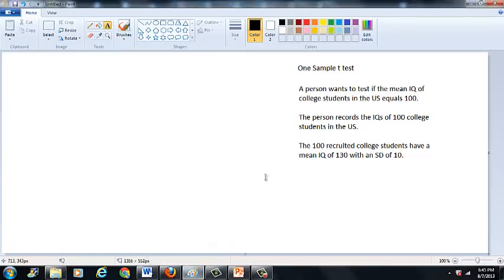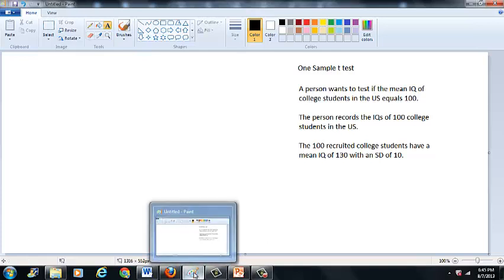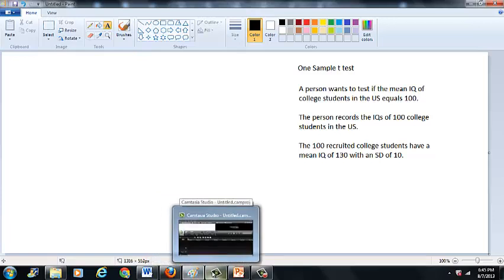This could be an example of a one-sample t-test. A person wants to test if the mean IQ of college students living in the US equals 100. The person has to collect a data set before they can test whether this is the average IQ in the US.